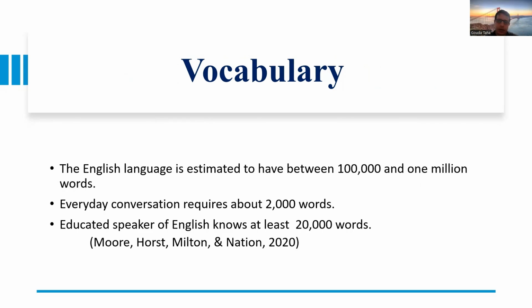Vocabulary is also another area, or another level of the language, that we discussed in child language acquisition. And here we have some facts about the different stages that one goes through when learning the language. The English language is estimated to have between 100,000 and 1 million words, and everyday conversation requires around 2,000 words. And the educated speaker of English knows around 20,000 words.